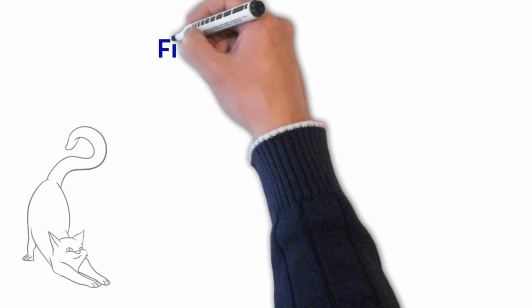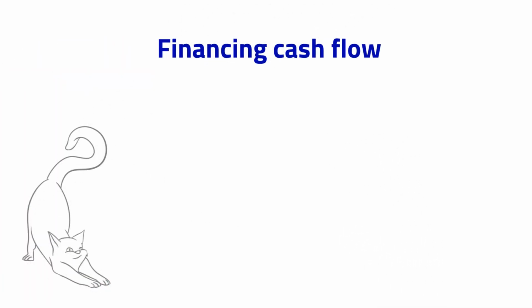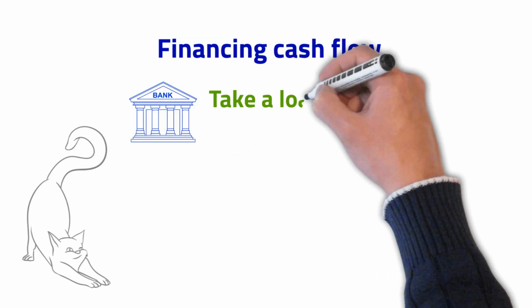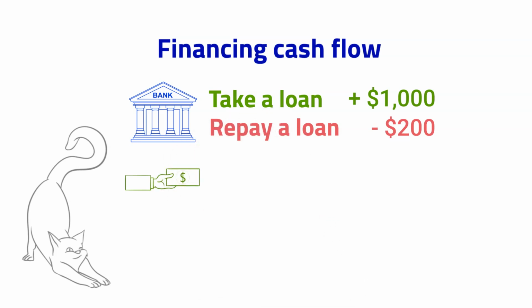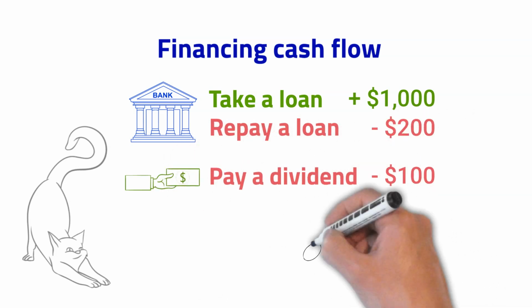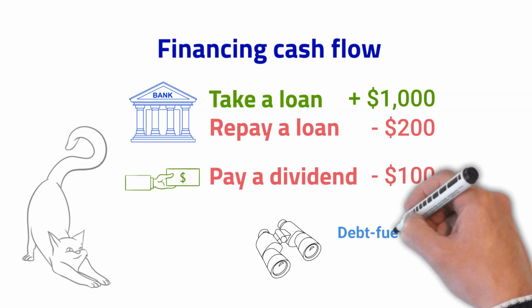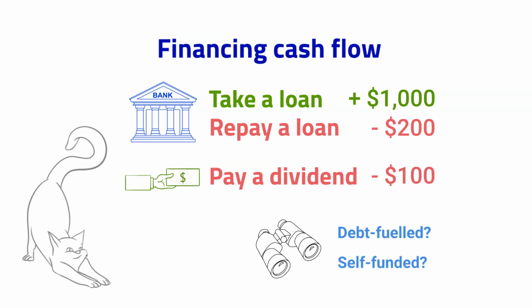Now, financing cash flow. Financing cash flow shows how you raise and return money. For example, the bank lends you $1,000, plus 1,000. You repay 200 of that loan, minus 200. You pay yourself a $100 dividend, minus 100. Investors and lenders watch this section of the cash flow to see if your growth is debt-fueled or self-funded.